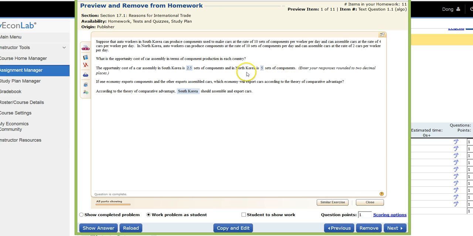It's not necessarily a unique answer. The answer here depends on the numbers, but in this case, South Korea workers turn out to have also the comparative advantage in terms of the car assembly. So they should also export cars.